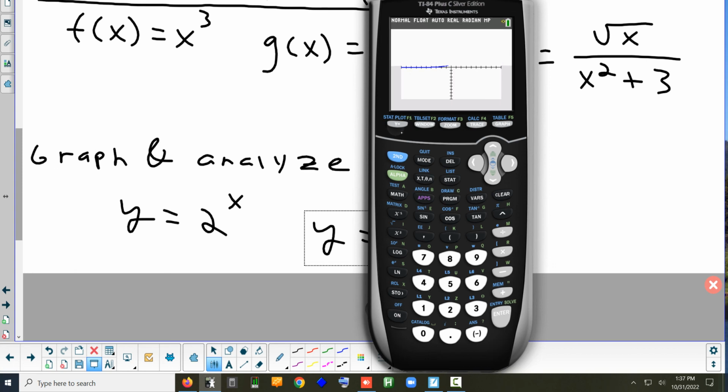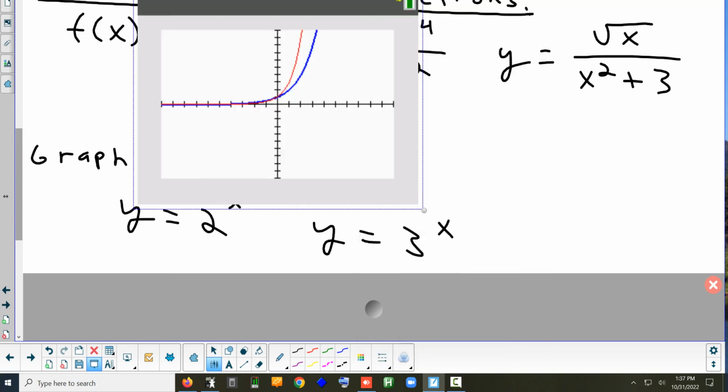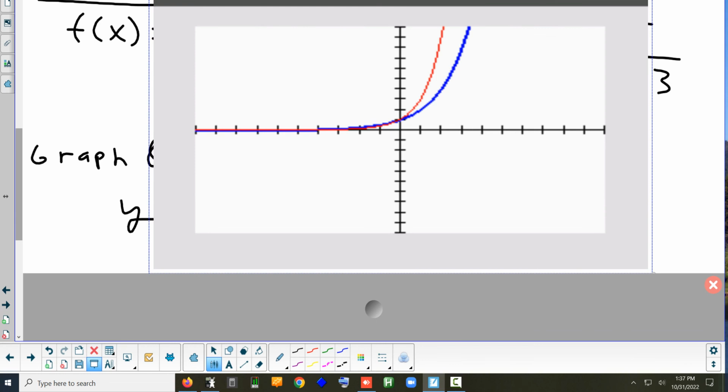So if you graph each one of them, what you'll see with 3 to the x is it's going to curve up sooner. It's going to start to increase faster. And there's a picture showing the red line. Once it gets past the y-axis, it starts to take off quicker than the blue one. And if you graphed 4 to the x or 5 to the x, it would curve up even faster.